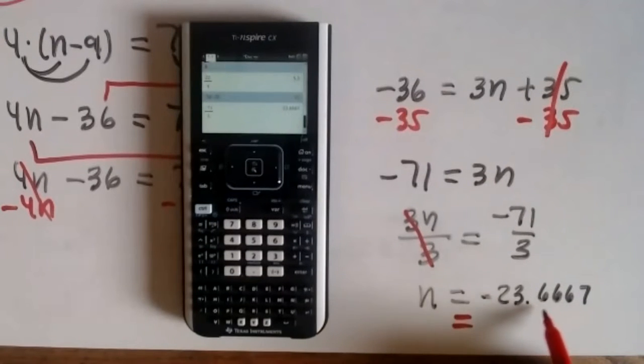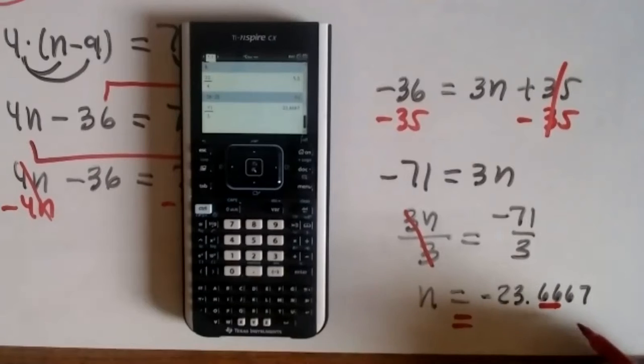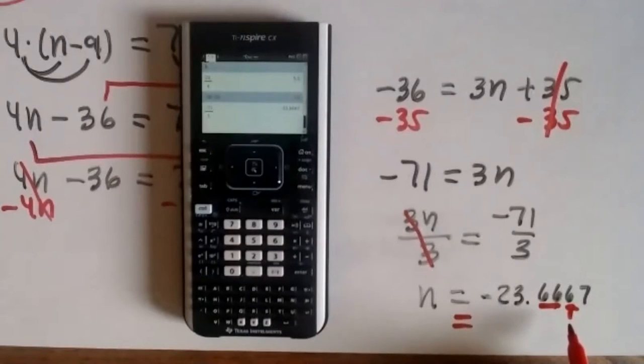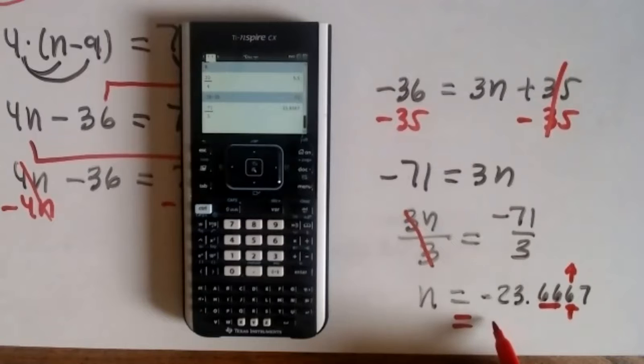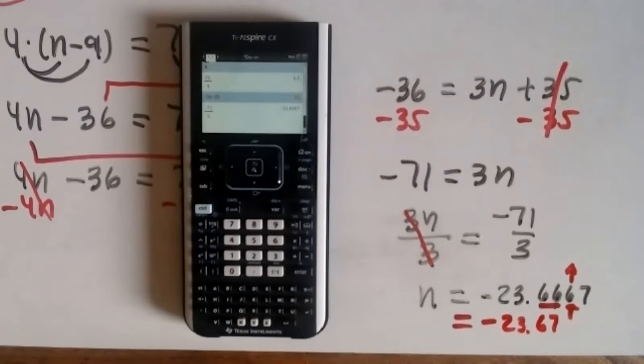Okay. 2 decimals, and then this decimal is more than 5. So this is to add 1 here. So my answer is going to be negative 23.67. So you are going to change the 6 to 7 because this is more than 5. Okay?